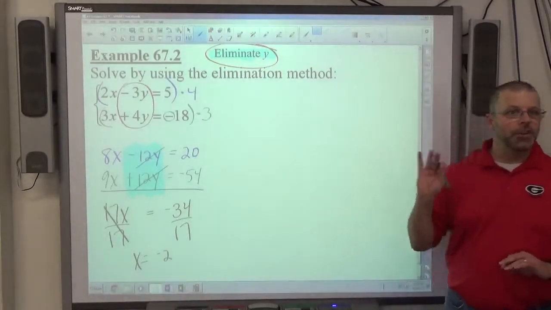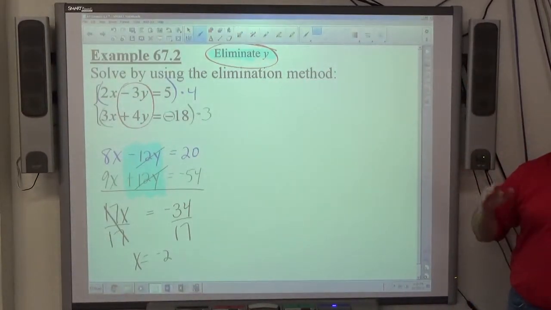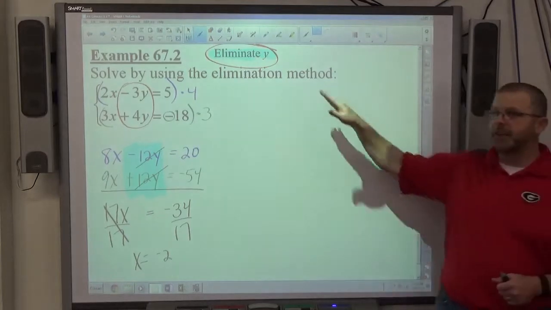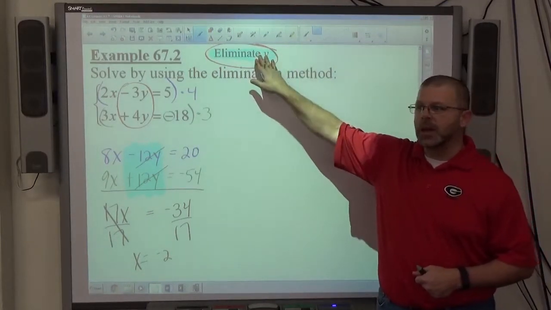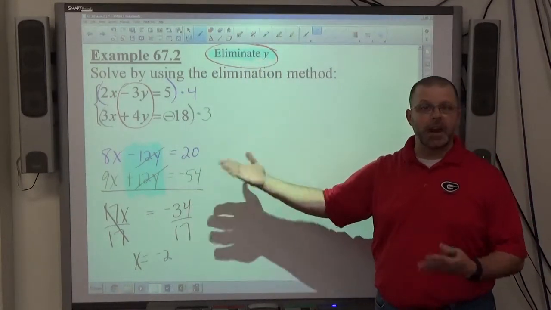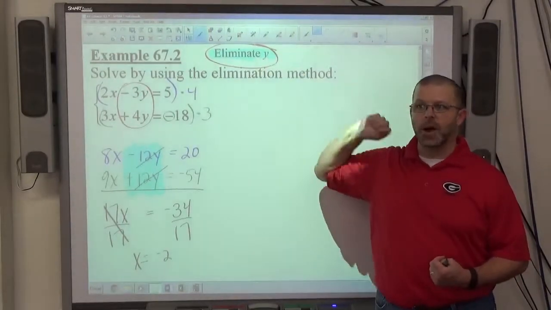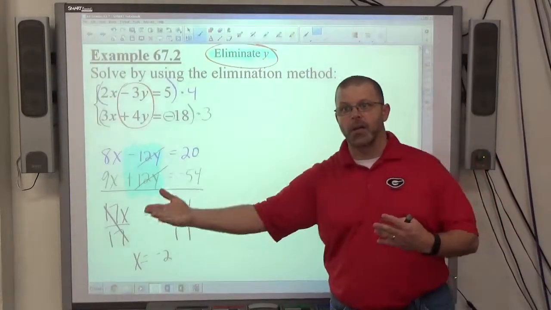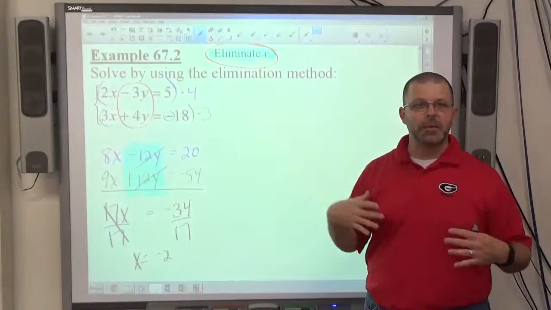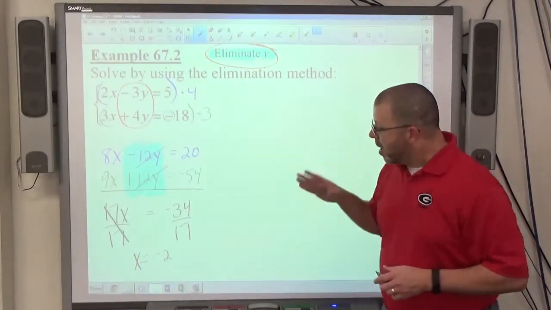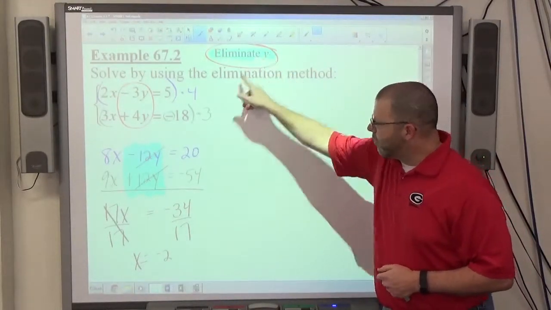Okay. Now what I want you to understand here is this. When you use the elimination method, you eliminate a variable, right? Whatever you eliminate finds the other one. So if I need to find x only, I'm going to eliminate y only. If I have to find y only, I'm going to eliminate x only. Usually I have to find both. But if I eliminate y, I find x.